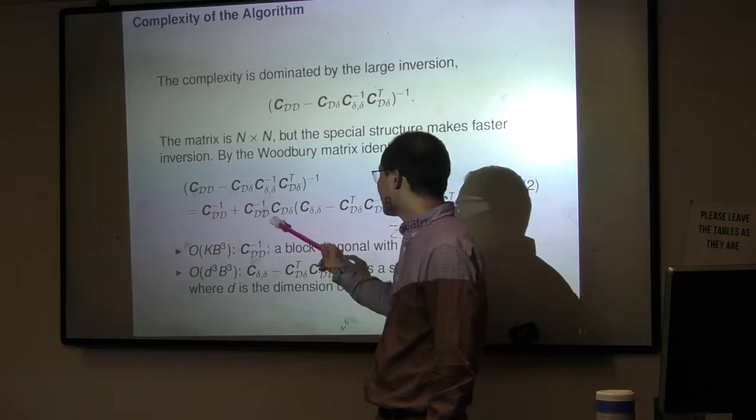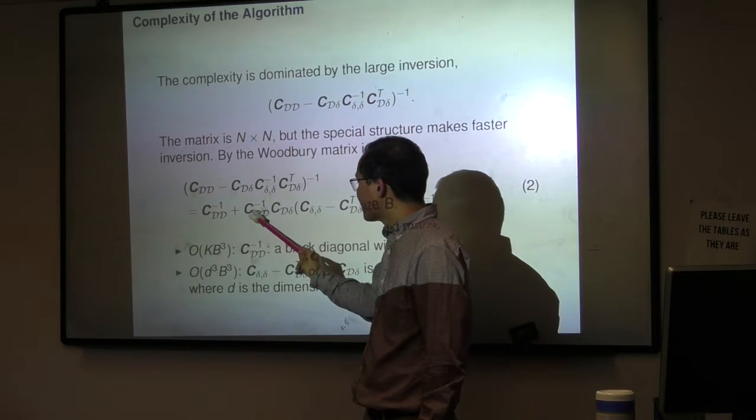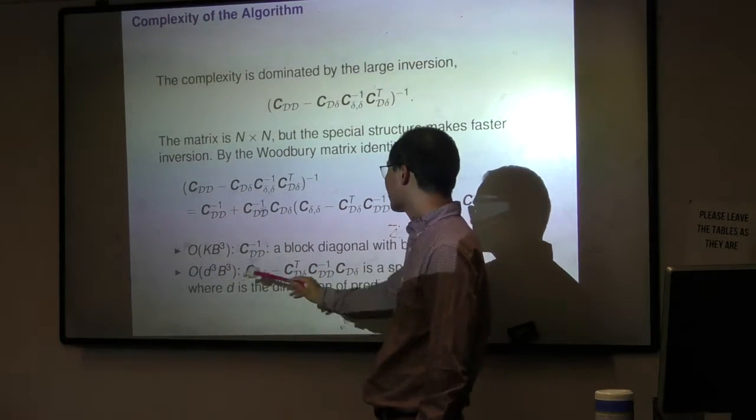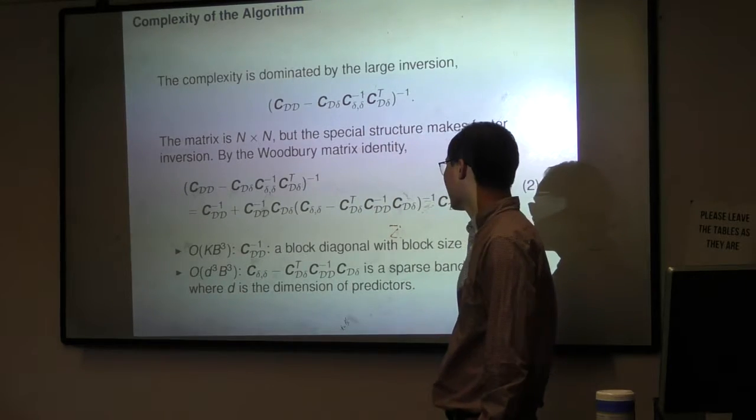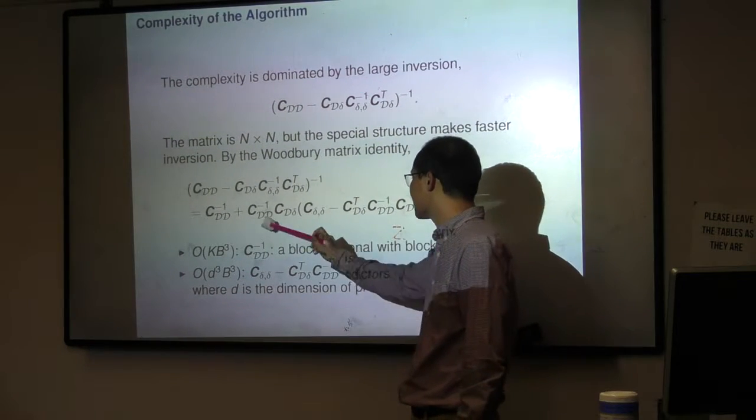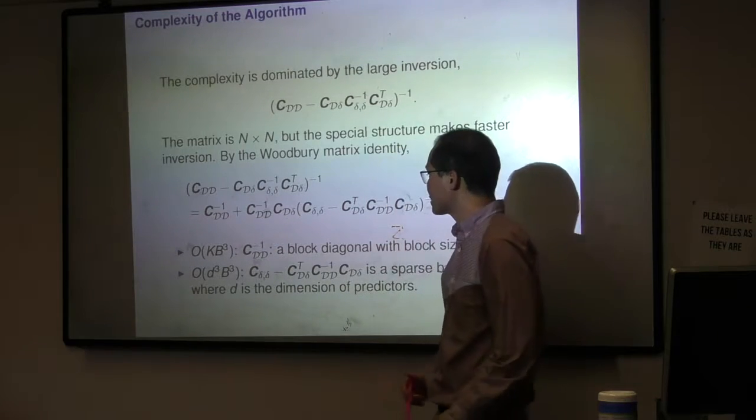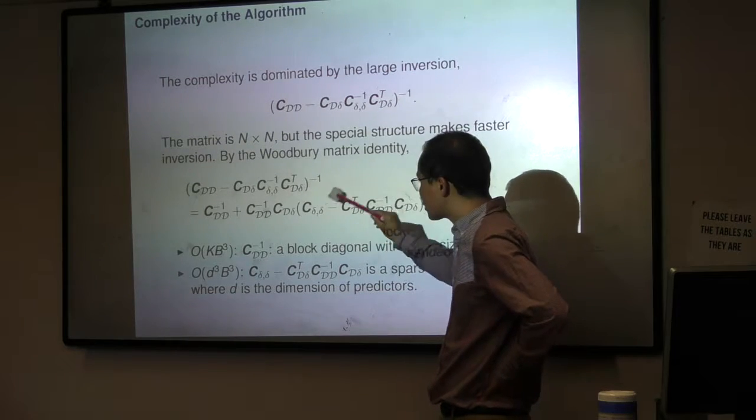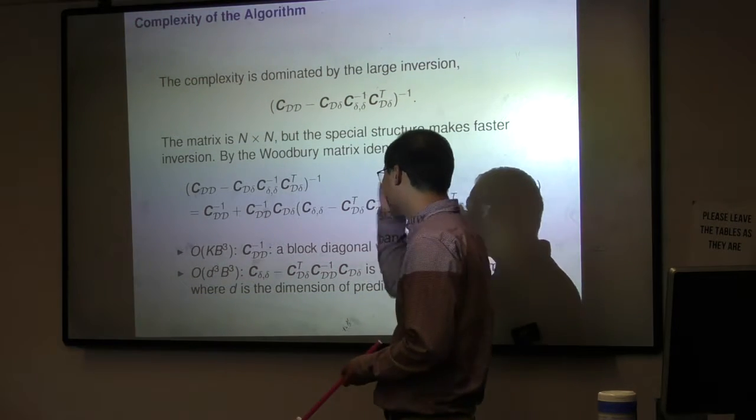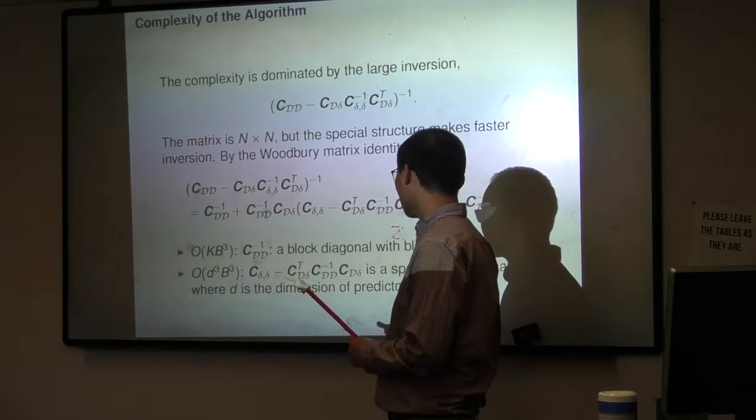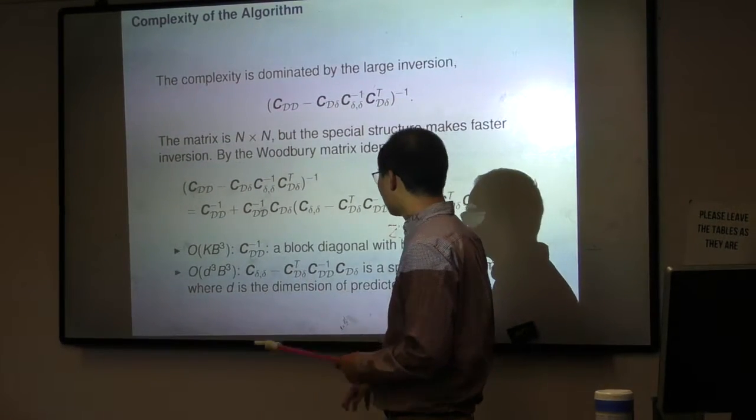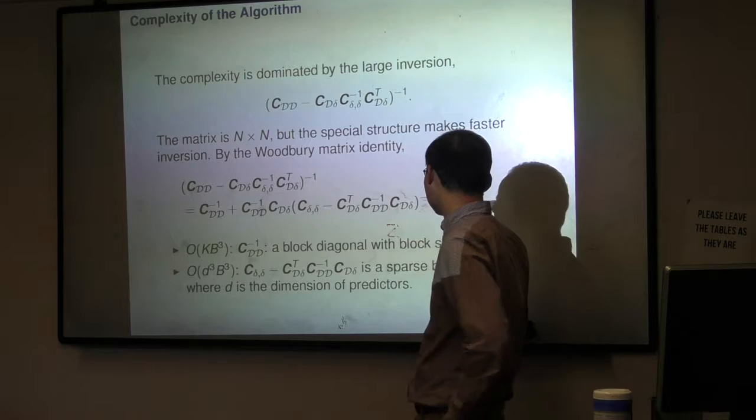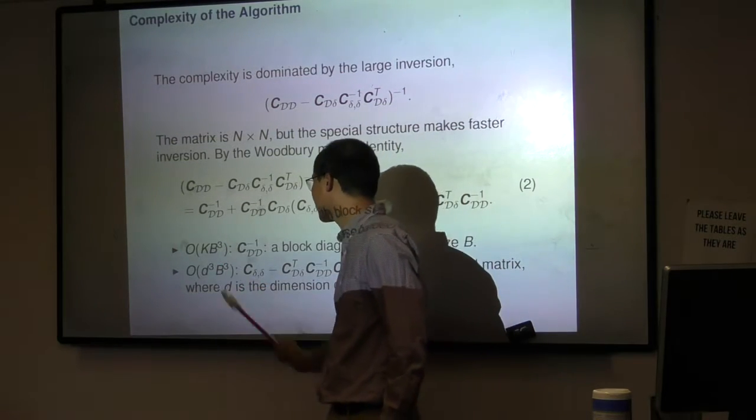So this n by n matrix is block diagonal. The block size is capital B, and k is the number of blocks. Then the complexity of the inversion is like this. Actually, it is a bit confusing: this should be m. This is a typo. So the block size is capital M, and this is km cubed.